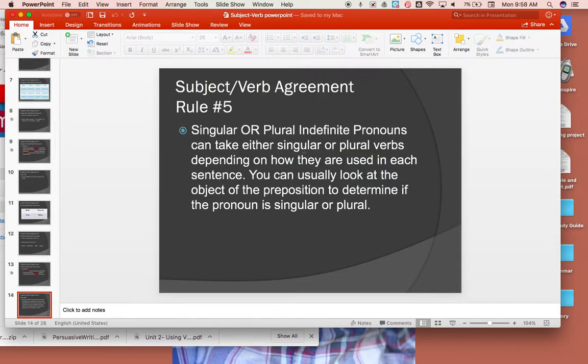Okay, this is the last rule that we're going to go over, and this is a little bit tricky, but it's super easy if you really pay attention. So singular or plural indefinite pronouns. What that means is you have some pronouns that are indefinite that can be either singular or plural. So for you to determine if they're singular or plural, most of the time you're going to look at the object of the preposition. So this is the only time when the prepositional phrase would matter. The only time it matters is if you have a pronoun that could be singular or plural.